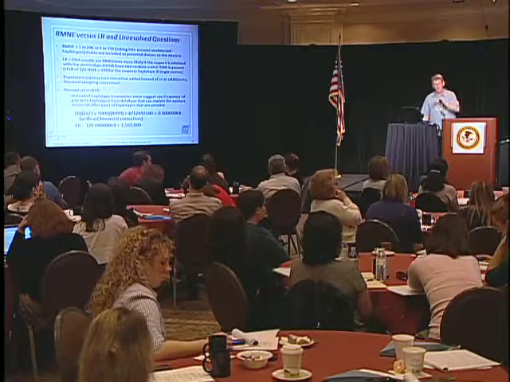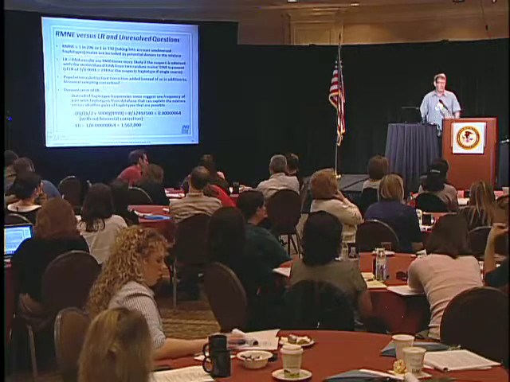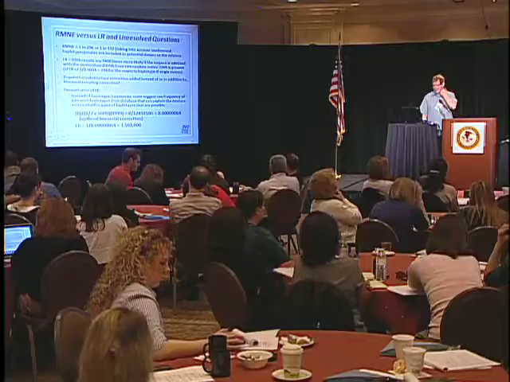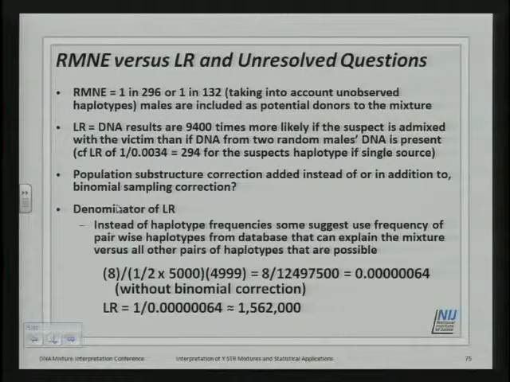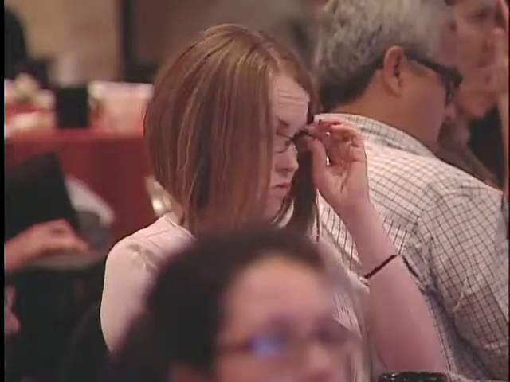Now the question becomes, so what? You could do this, but should population substructure correction be added? Most of the talks I've heard up to now with autosomal don't even employ the theta correction, but some do, because you're often not looking at the individual genotypes. Not everyone uses population substructure corrections in autosomal. So should we use this substructure correction instead of, or in addition to, the binomial sampling correction?